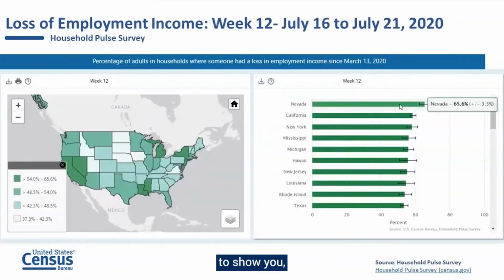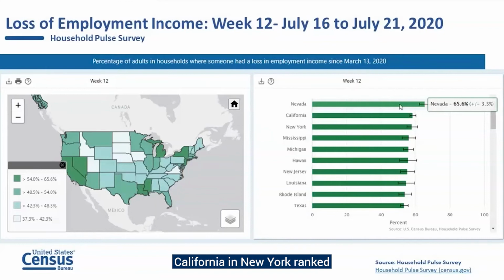Okay, the first map that I want to show you, I'm highlighting several data points from the Household Pulse Survey. Here we see data collected from respondents in survey week 12. Every week there is a new group of respondents, and this specifically shows the loss of employment since March 13th, which was the beginning of the pandemic. And it shows that Nevada had the highest rate of loss in employment, with an astonishing 65.5% of adults having had a loss in income.